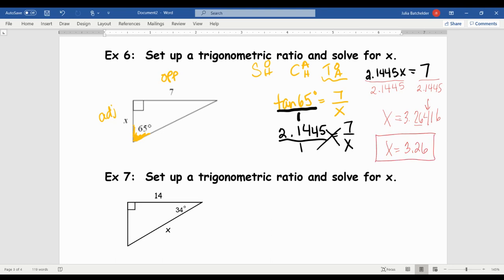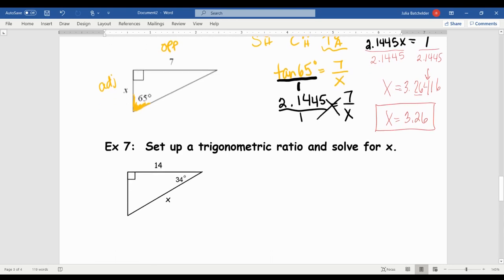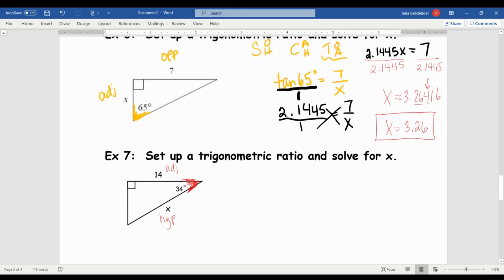So not a lot different, but sometimes it looks a little bit weird when the x is in the denominator of the fraction. So let's go ahead and try this next one. Here's my red. This is the angle that we've got. And I have the hypotenuse this time, and I have the 14. So that's the adjacent side. That tells us we want cosine because it's adjacent and hypotenuse. So cosine of 34 degrees is the adjacent side, so 14 over x.